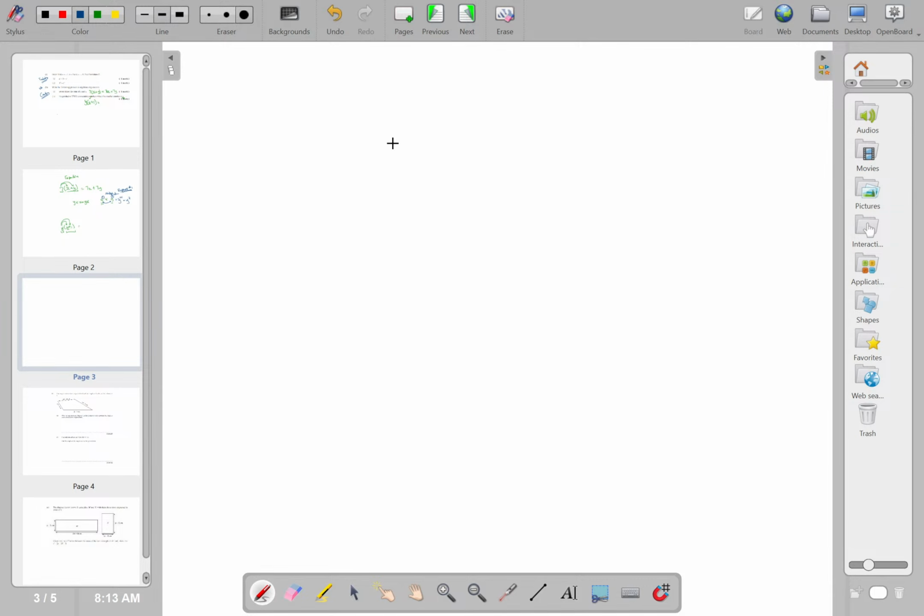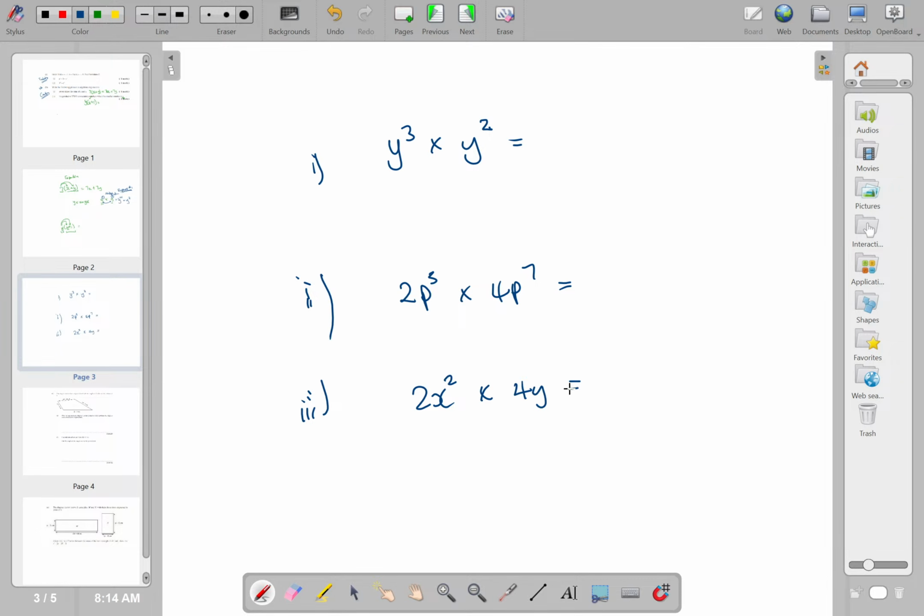Let's go to y cubed times y to the second. Then we're going to go to 2p to the third times 4p to the seventh. Then we're going to go to 2x times 2x squared times 4y. Let's see if we can do that now.